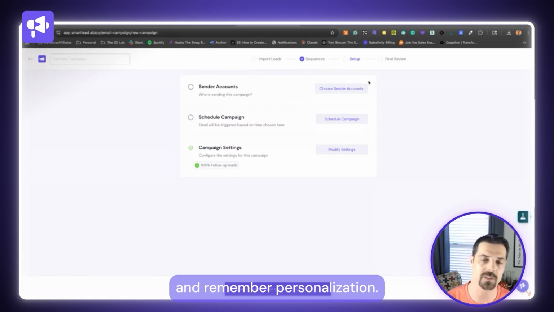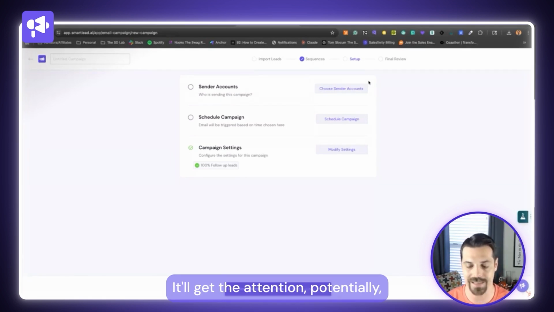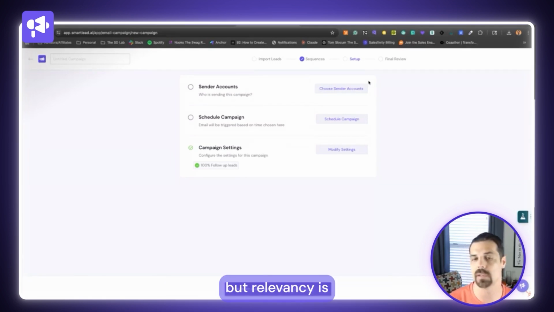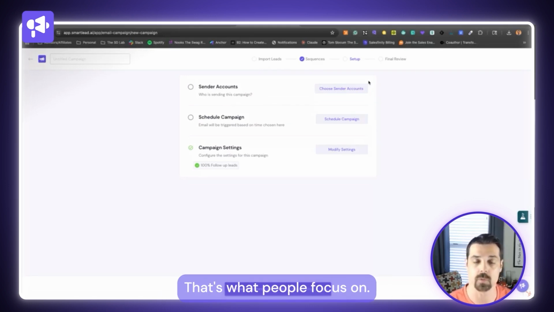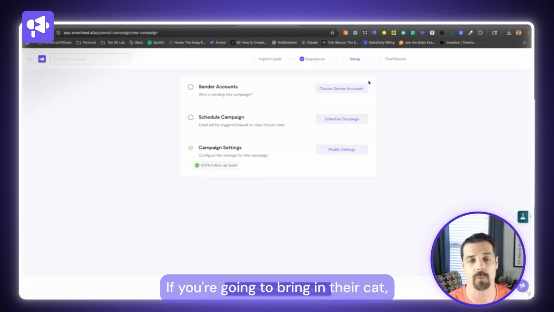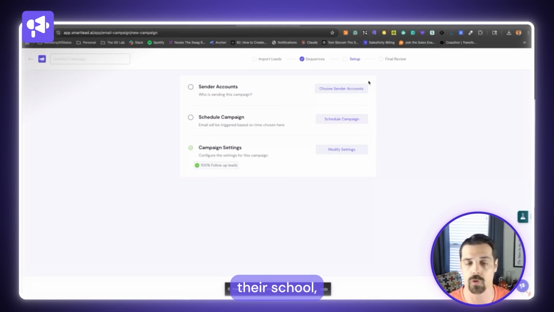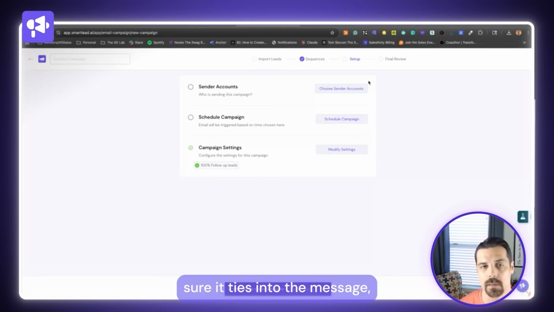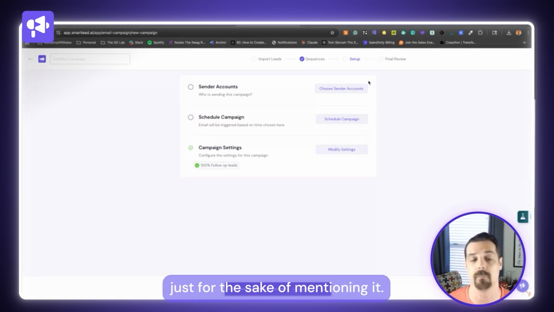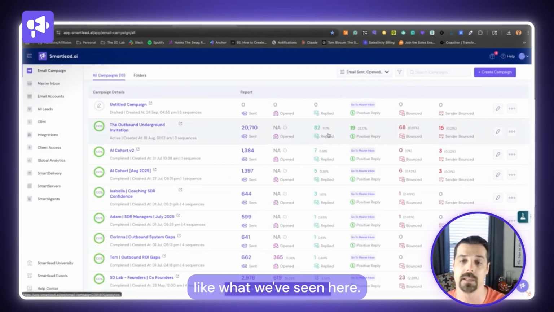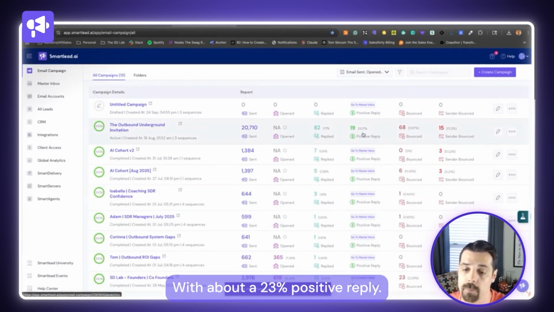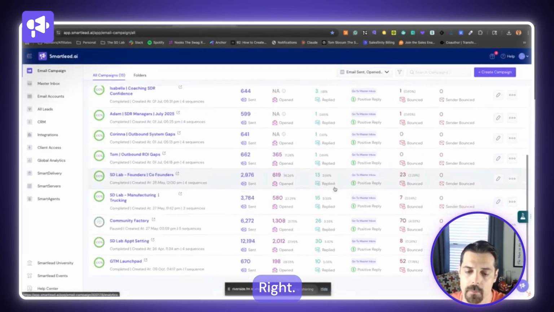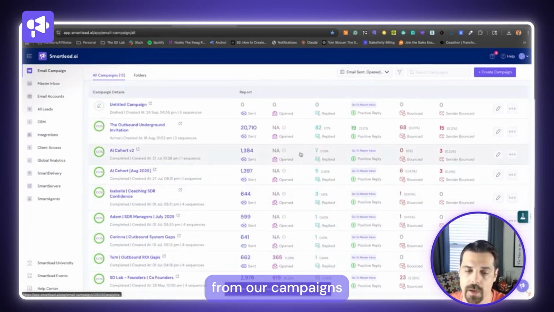And remember, personalization might get the attention, but relevancy is what's going to drive your replies. That's what people focus on. That's where it's at. If you're going to bring in their cat, their dog, their school, or target people all from one school and bring it up, just make sure it ties into the message. Don't mention it just for the sake of mentioning it. Relevancy is going to get you those positive replies, like what we've seen here, with about a 23% positive reply rate, right? And then getting some replies in general from our campaigns. And don't track opens, really useless on that end.